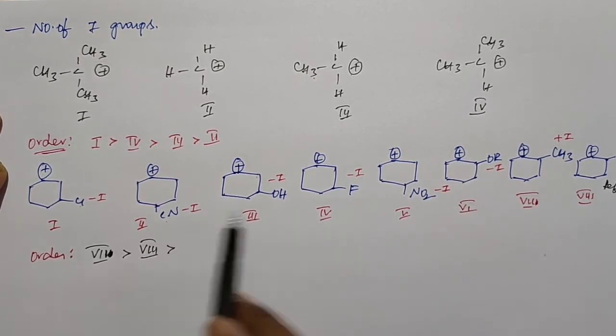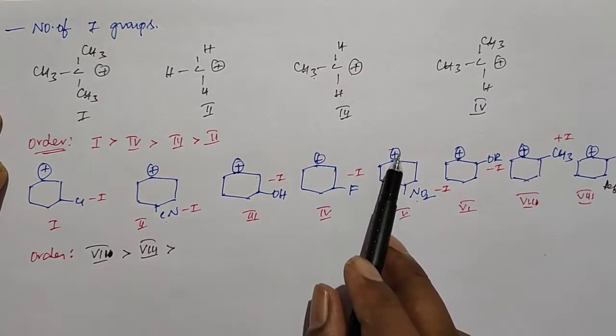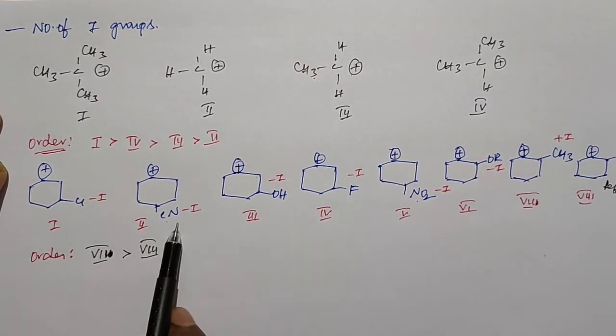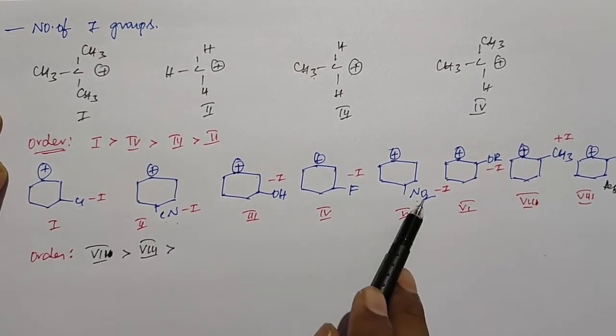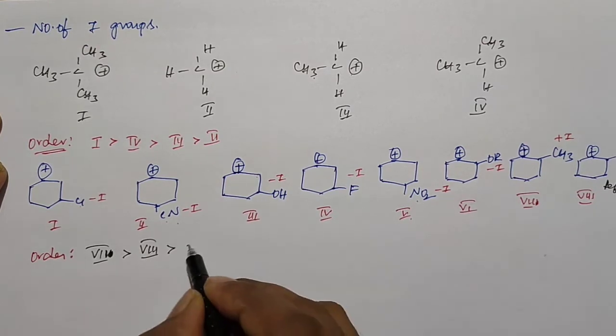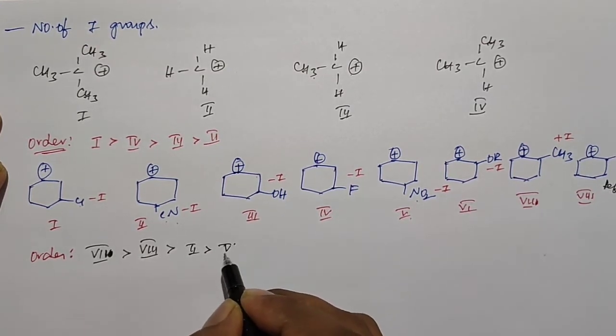So in the second and fifth structures we have maximum distance between the minus I group and the positive charge. In the second structure we have the cyano group. In the fifth structure we have NO2. Between cyano and NO2, NO2 has more minus I power, so it is less stable than the second one. So the second one is more stable than the fifth one.